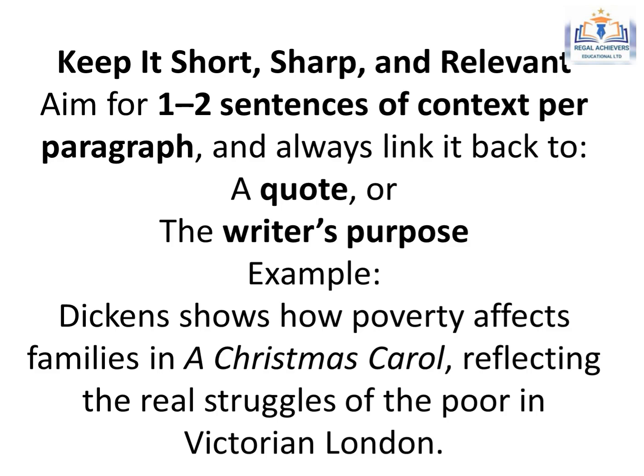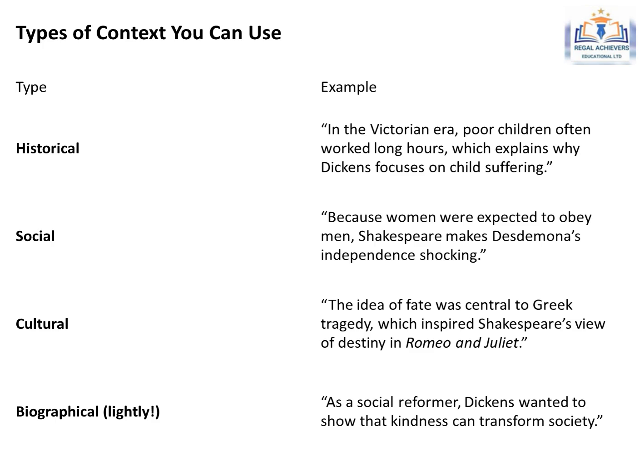Aim for 1 to 2 sentences of context per paragraph and always link it back to a quote or the writer's purpose. Example: Dickens shows how poverty affects families in A Christmas Carol, reflecting the real struggles of the poor in Victorian London. Types of context you can use.